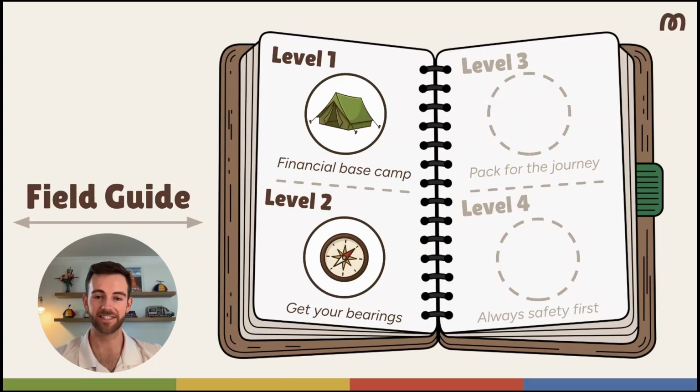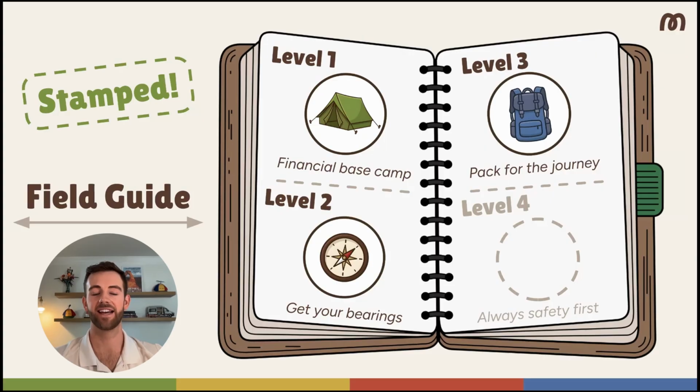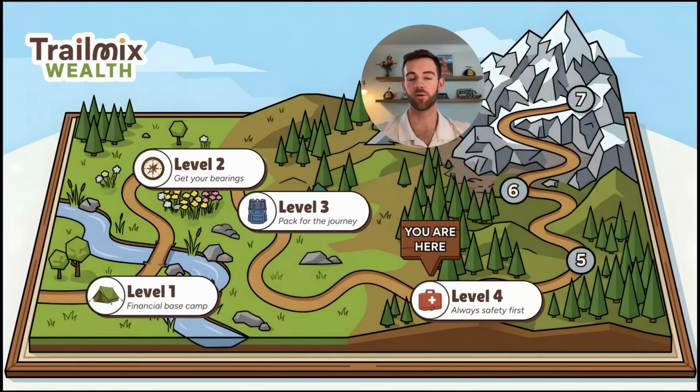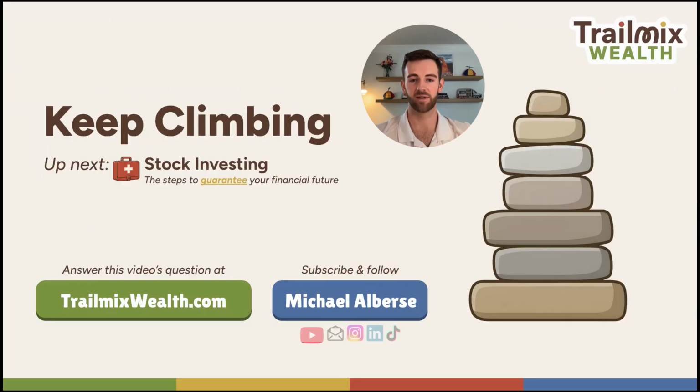And congratulations, you have finished level 3, Pack for the Journey. So you can get out your field guide and then stamp it. You are now ready to move on to level 4. Level 4 is called Always Safety First. And what's coming up in the next video is stock investing. It's the steps to guarantee your financial future. Looking forward to seeing you there.